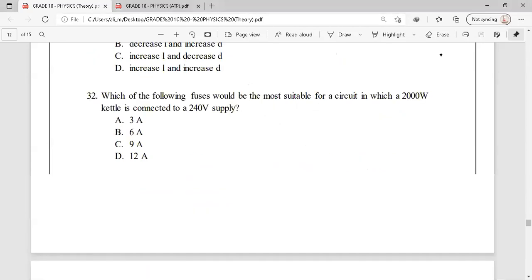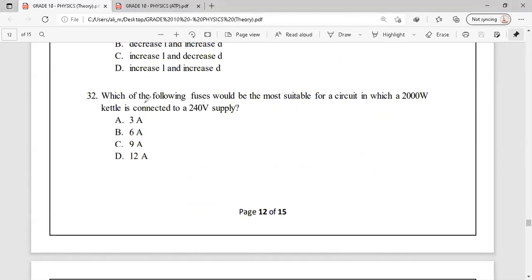Now let's see question number 32. Which of the following fuses would be the most suitable for a circuit in which a 2000-watt kettle is connected to a 240-volt supply? So we have a power and we have voltage. To select the fuse, we need to find the amount of current that the device requires. So let's find the amount of current.